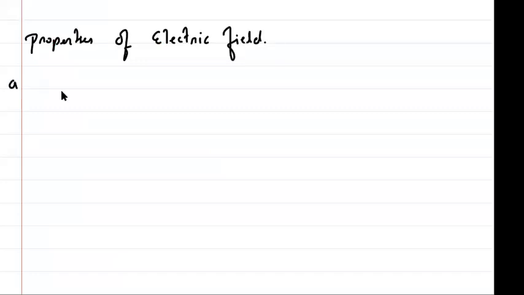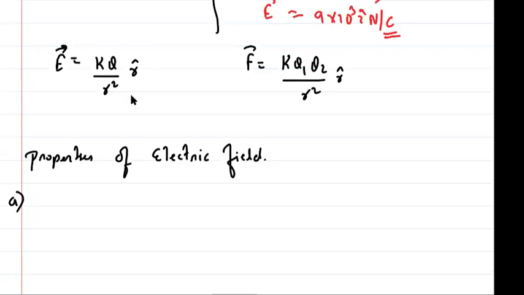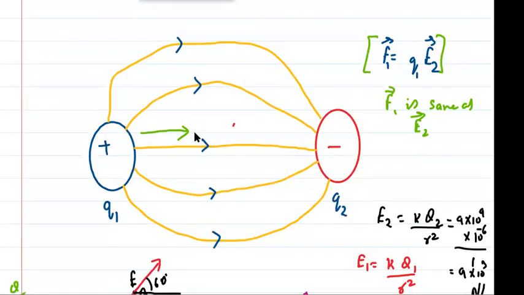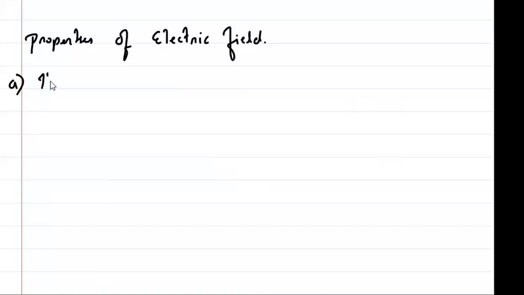Now think about it. The first property we already know. What is the first property, guys? Just by looking at this figure, what do you think? What is the first property? Yes, it goes away from positive to negative, right? And electric field is always from positive to negative, positive to negative always. Yes or no?